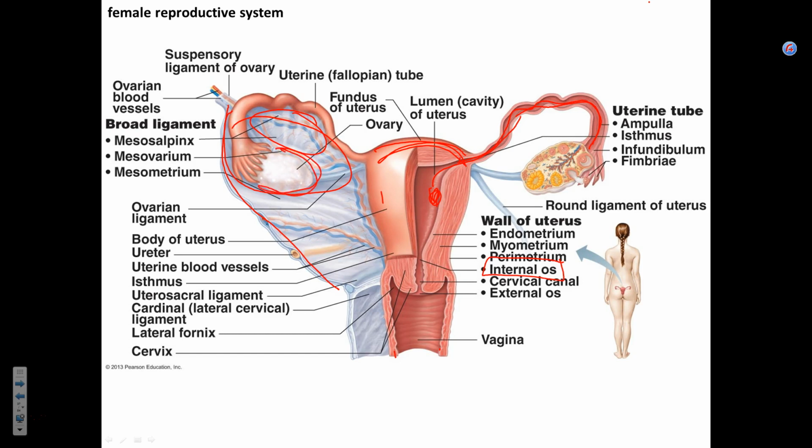Mesovarium, ovaries. Mesometrium, uterus. Okay? The salpinx, that salpin, it refers to the fallopian tubes.